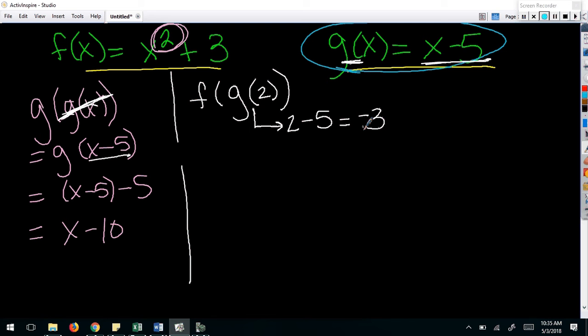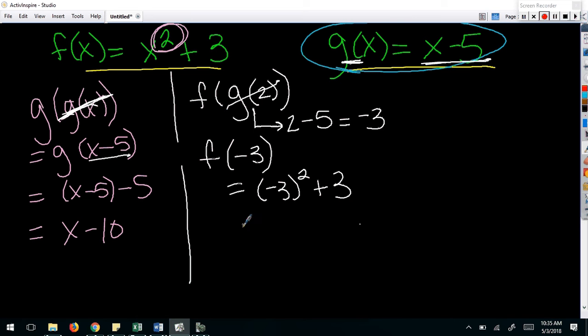What is G of 2? So I took G and I plugged 2 in. Alright. So now I'm going to replace G of 2. Before we replaced it with x minus 5. Now I'm going to replace it with negative 3. So now the question is, what is f of negative 3? That's just negative 3 squared plus 3, which is 9 plus 3, which is 12.